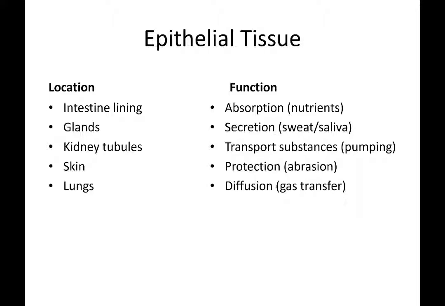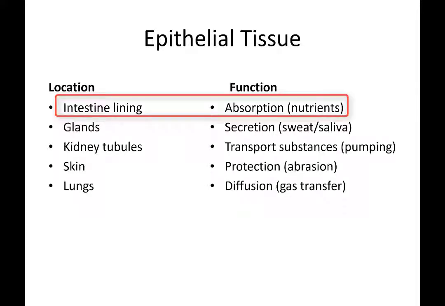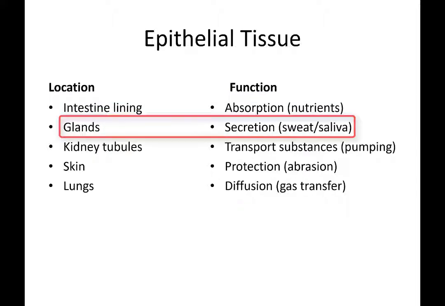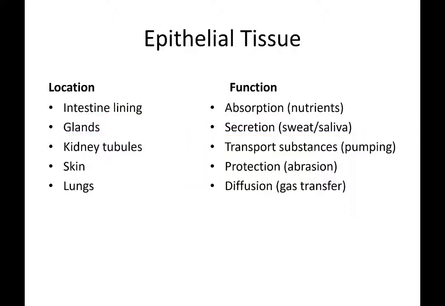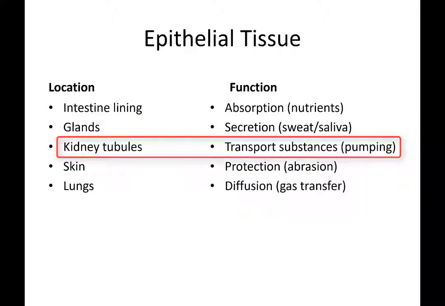So epithelial tissue, the locations, there's many other places, but these are some of the general locations, like lining of the intestines. Like I said, anywhere a penny can go, it's going to line the intestines. It's going to actually form glands. Your sweat glands, your endocrine glands, they're actually made of epithelial tissue. And we're going to talk about the specific ones. Tubules. Kidney tubules are kind of like a gland because they're pumping and moving things around. So epithelial tissue is used for that.